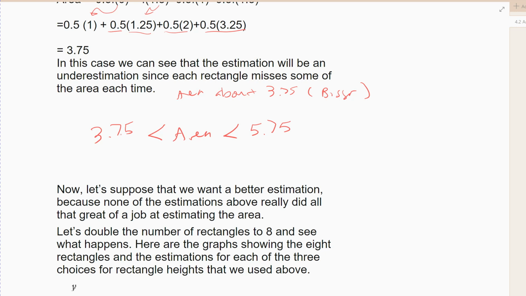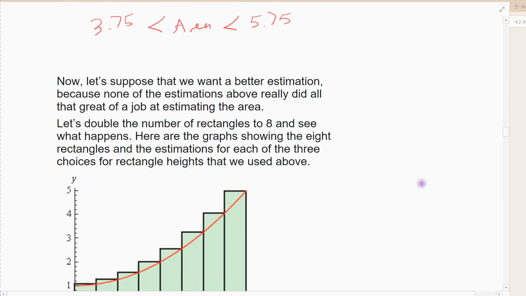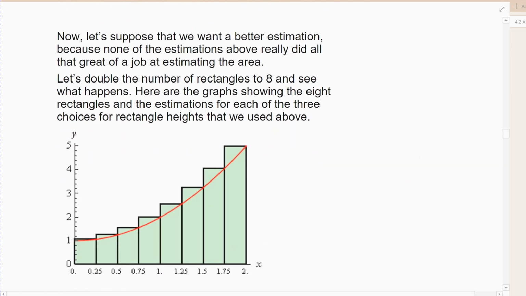All right, but we're leading to the theory here. All right, so suppose I split it into more rectangles, all right? So instead of just 4 rectangles, I decided to draw 8. And I have the picture. I'm not going to go through the process, and I would never ask you to do 8 rectangles.